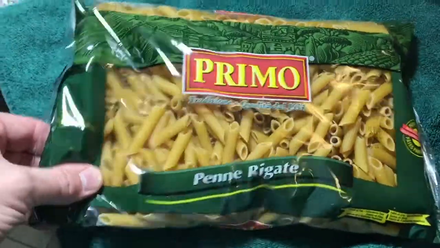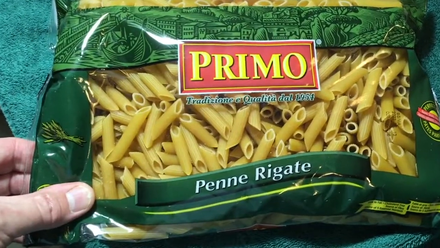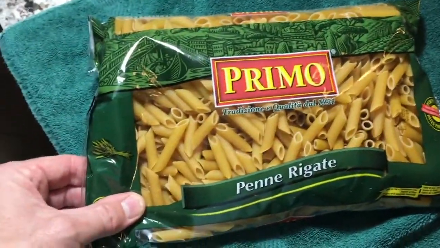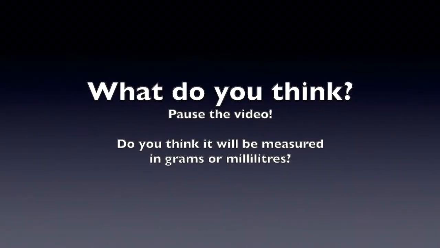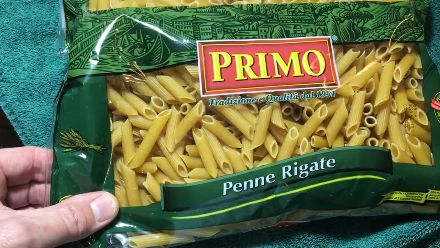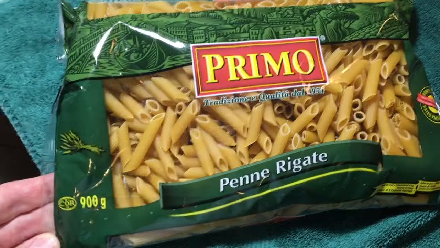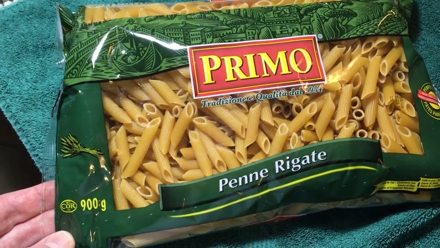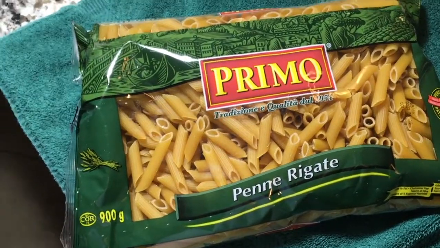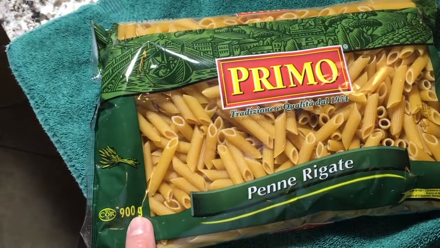This is a bag of pasta. So, do you think this will have a measurement in grams, or do you think it'll be measured with milliliters? 900 grams. So look around your kitchen and see if it works at your house. If things are really watery, do they use milliliters? Or if things are more solid, is it measured with grams?